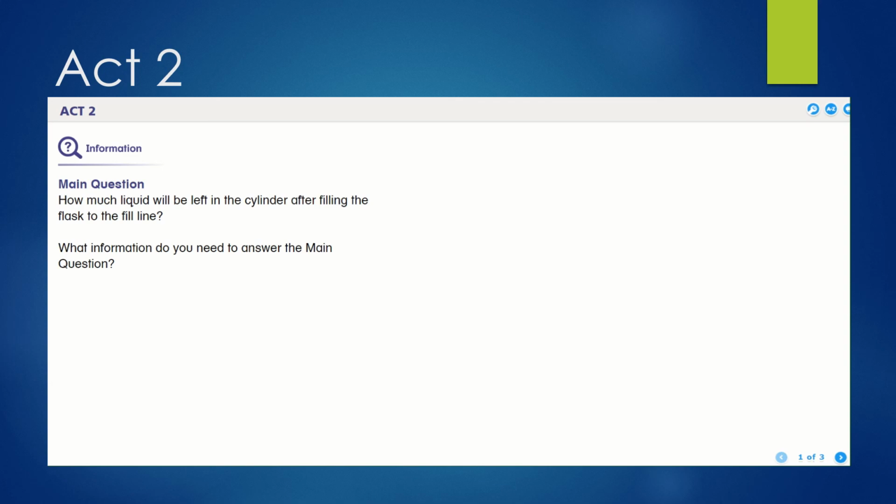Your next job is going to be to think to yourself, okay, if I'm trying to figure out how much liquid will be left in the cylinder after filling the flask to the fill line, what information do I need to solve that? So I want you to press pause, make your prediction if you can, write down what you think you need to solve that, and when you're ready, press play again, and I'll give you some information that you need.